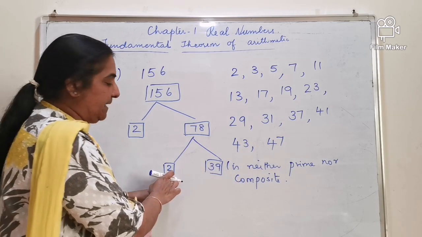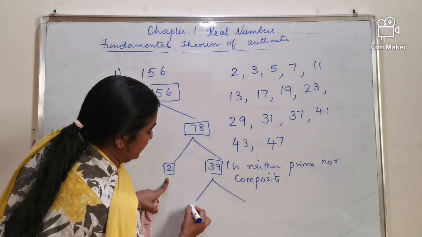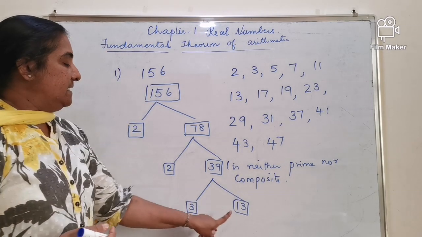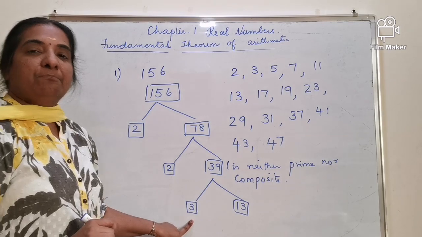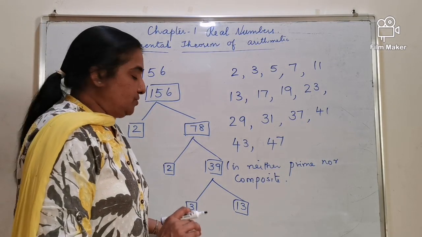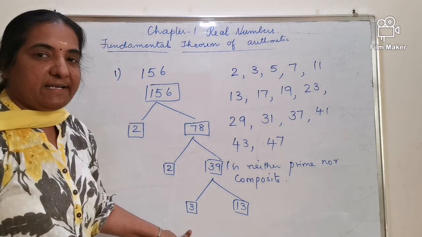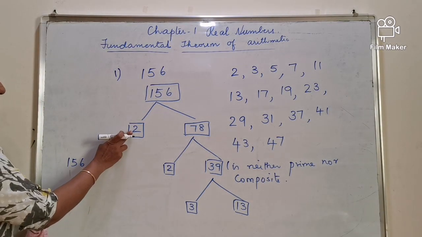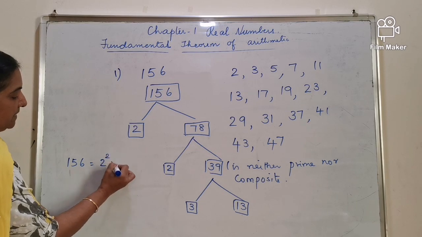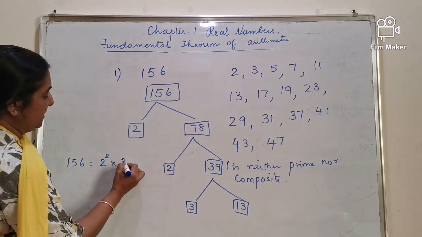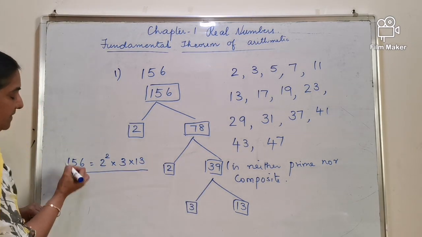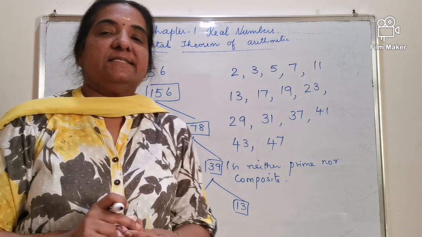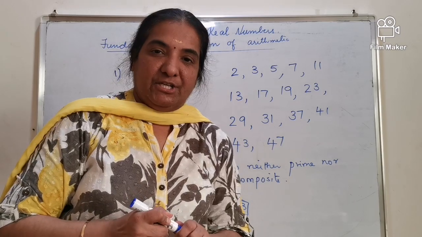2 is again a prime factor. We are factorizing 39 as 3 and 13. You can see here the last branches of the tree, both are prime factors, and so you are going to stop the factorization. The prime factors of 156 are 2 square into 3 into 13. A factor tree with blanks for the prime factors can be asked in the examination.